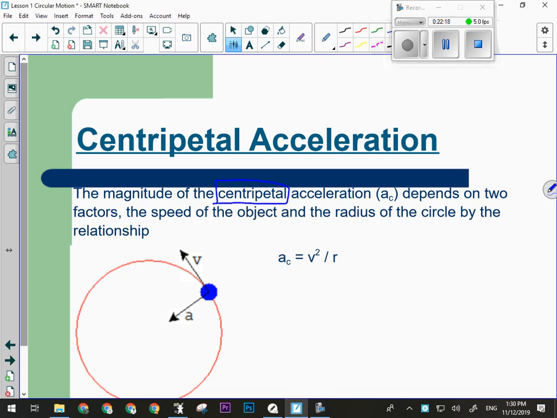Which probably sounds like a word you've heard before, but isn't exactly the same. You guys have probably all heard of centrifugal force, centrifugal speed. Centripetal and centrifugal are opposite.